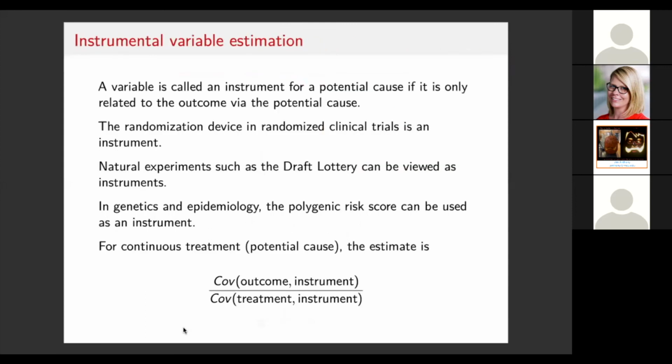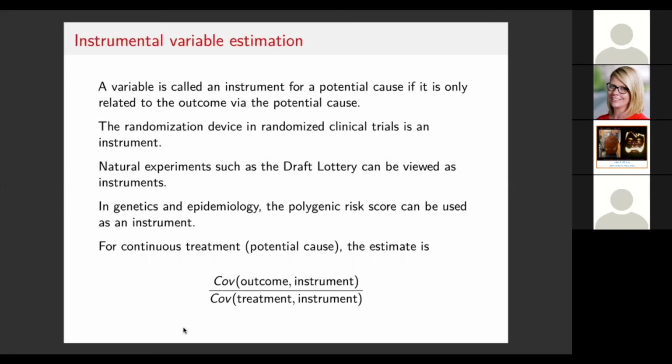The final thing I want to quickly cover, and I have a couple minutes here, I might go 5 minutes over, is instrumental variable estimation. And here the classic instrument is, of course, a randomized trial. A variable is called an instrument for a potential cause if it is only related to the outcome via the potential cause. And I'll show you an example.